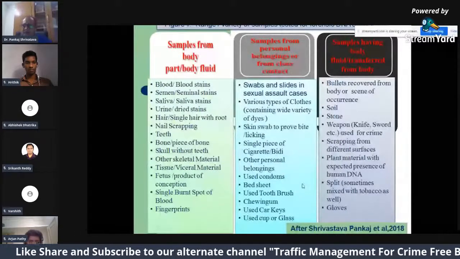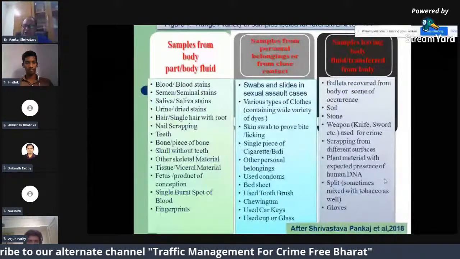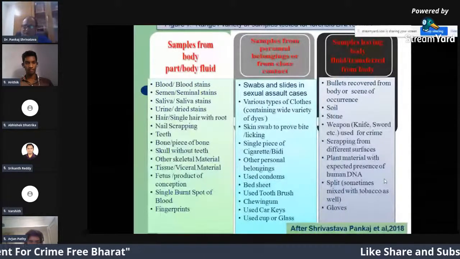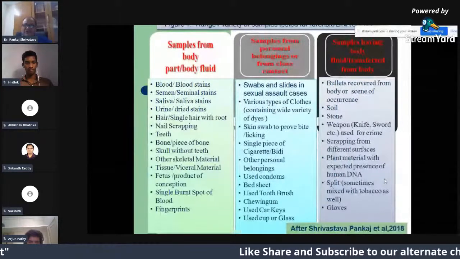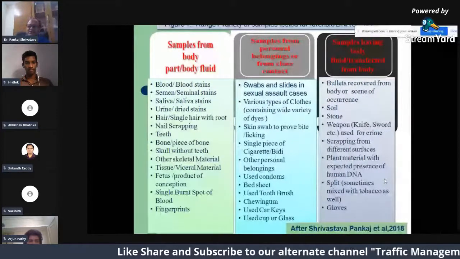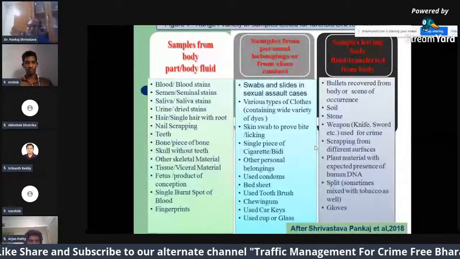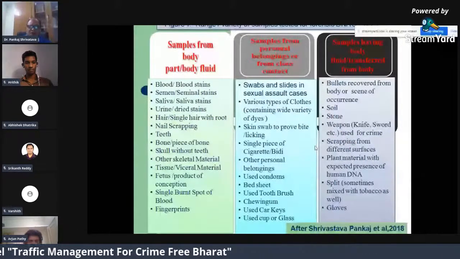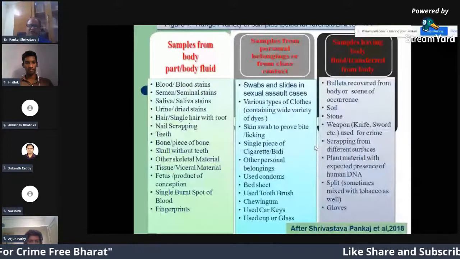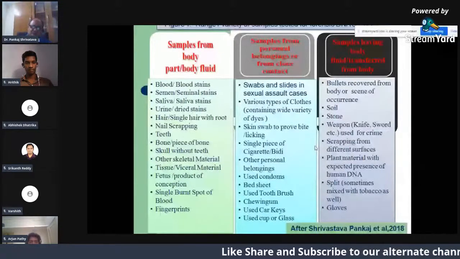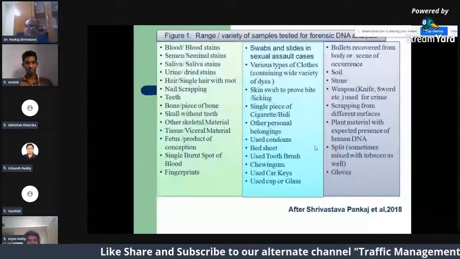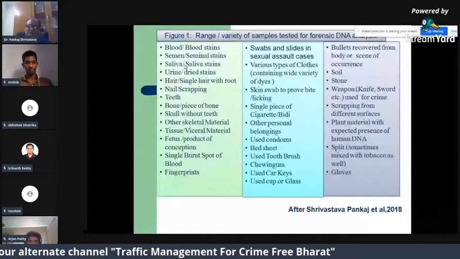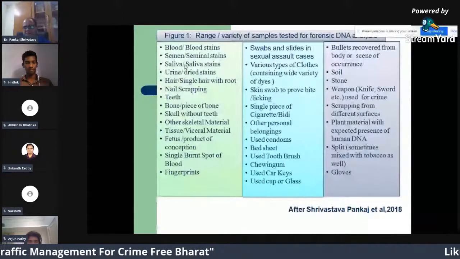Okay, when a bullet is recovered from the body, weapons, plant material having presence of human DNA, someone who has eaten tobacco and spat it out, or a glove, even from gloves we have generated the profile of the wearer, even that we did. Okay, and if you see the range and variety of samples I tested with forensic DNA, blood stain, saliva, all the material which you can think, this I have done in my laboratory practicing forensic DNA.